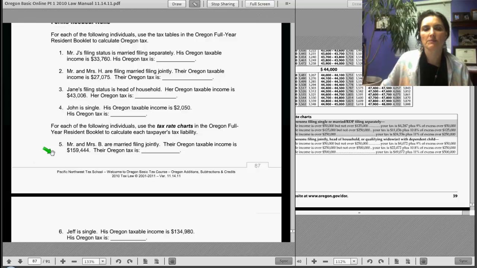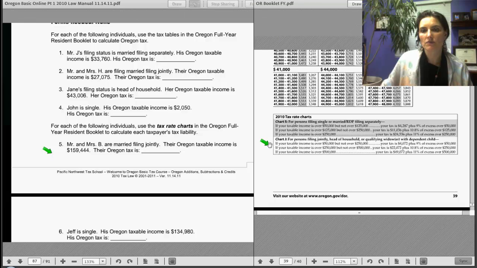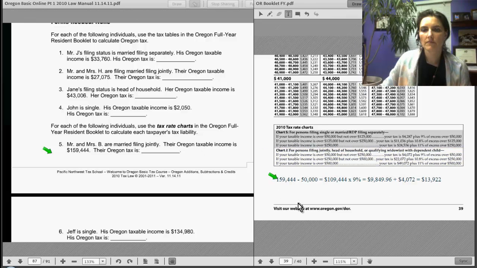$159,444. So what we do is we come over to chart J for married filing joint. If your taxable income is over 50 but not over 250, this is where we fall. So what do we do? So what we do is we take $159,444. According to the instructions, we now need to subtract out $50,000, and when we do that, we get $109,444. Next, we take $109,444 and multiply that by 9%.